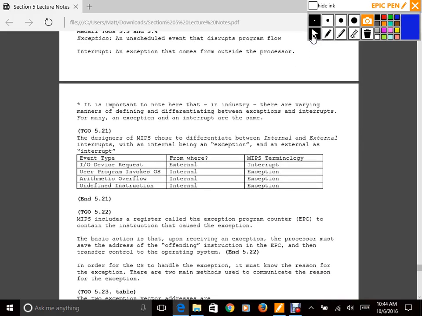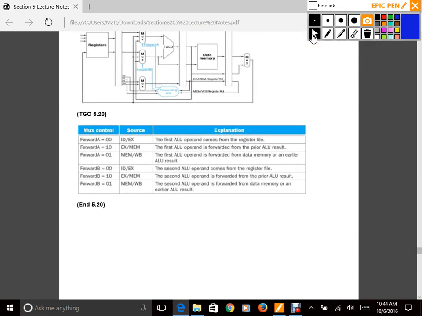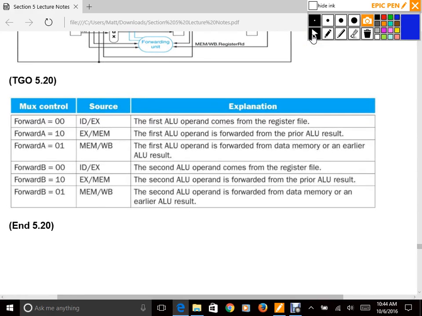We'll stop at 520 because that is interrupts and exceptions. So 520, we'll stop here. That's it. See you Friday. See you Friday.